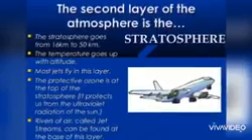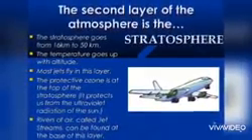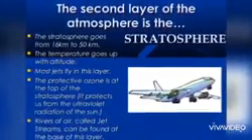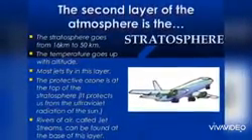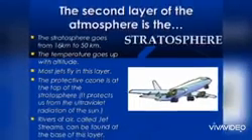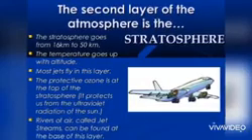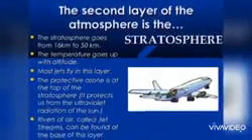Next is stratosphere. It is the second layer of the atmosphere. The ozone layer is located in this layer. Jet planes usually fly in this layer. Temperature in stratosphere increases with altitude.